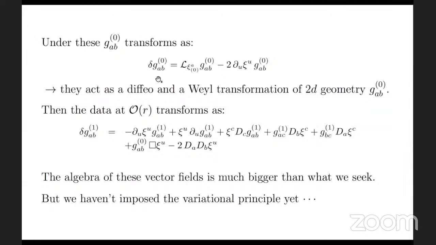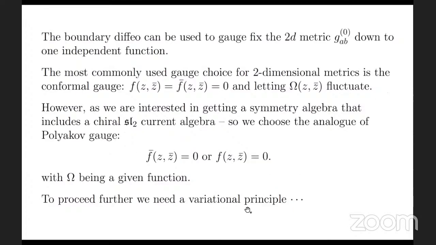You can just figure out how the boundary metric transforms under this diffeomorphism. It transforms as a diffeo by the psi a zeros and a Weyl factor. Okay, so therefore the residual diffeomorphisms of the locally flat solutions that I have found so far are boundary diffeomorphisms, the 2-dimensional diffeomorphisms and Weyl transformations, plus super translations. Okay, so the algebra of these vector fields is too big for what I seek. I just need a chiral algebra, so that means I have to impose some conditions. Those conditions will come from the variational principle.